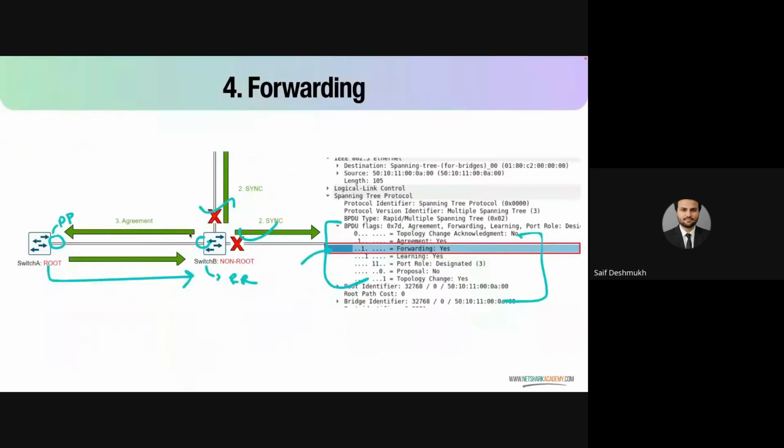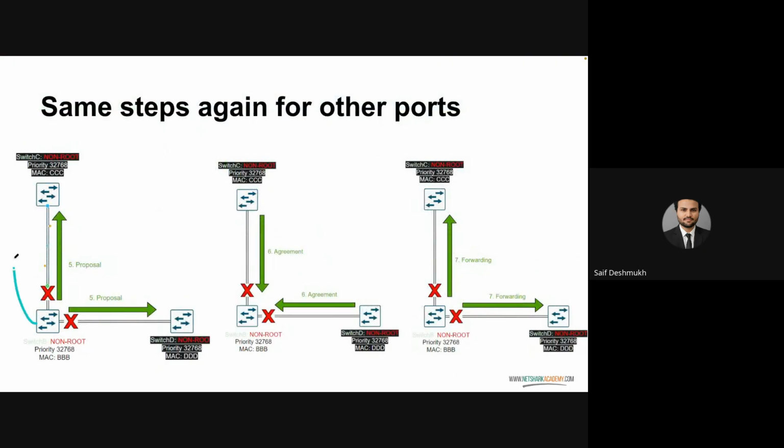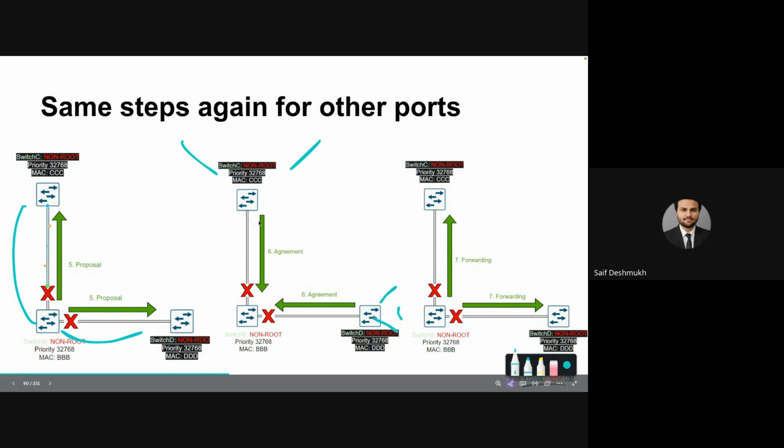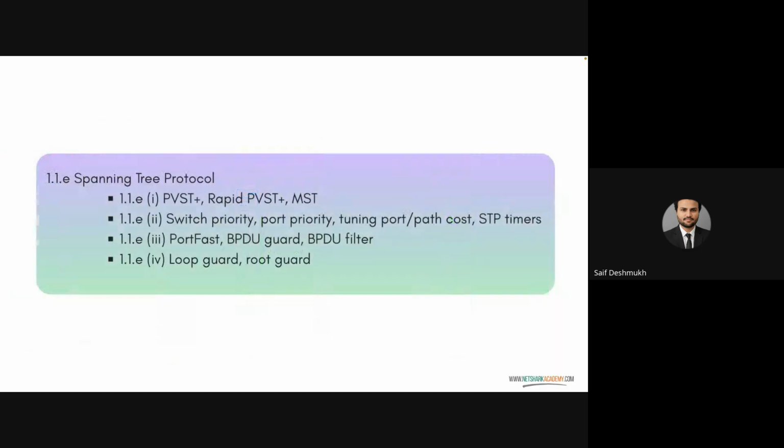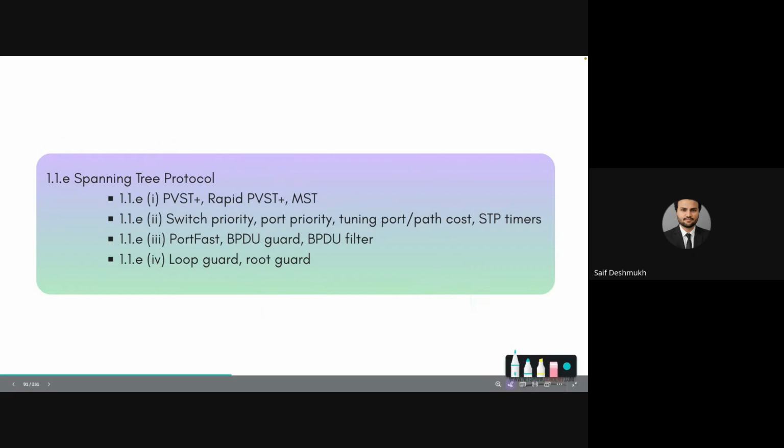This is done between switch A and switch B. The same thing happens with switch B and C. Proposal is sent. They do the syncing for the other interfaces. They send agreement, and I send my configuration BPDU with the forwarding flag set. That's how on these interfaces they become the root ports, and I put this interface into designated port. Okay, that was your rapid spanning tree.